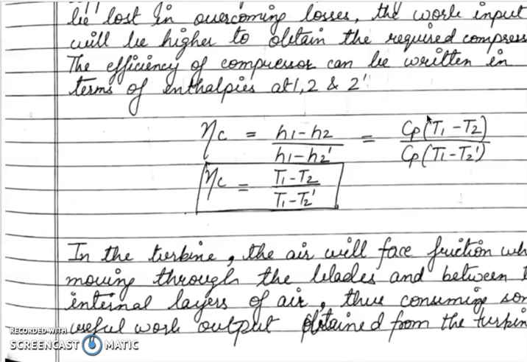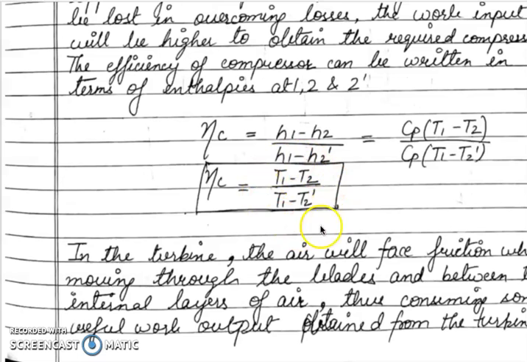So compressor efficiency will be (H1 minus H2) upon (H1 minus H2 dash), which are the ideal enthalpy difference upon the actual enthalpy difference. The enthalpy, as it is a function of temperature only for an ideal gas, and the medium in this is an ideal gas, which is air, so Cp (T1 minus T2) can be written in place of H1 minus H2, and Cp (T1 minus T2 dash) can be written in place of H1 minus H2 dash. Hence we get the compressor efficiency as (T1 minus T2) upon (T1 minus T2 dash).